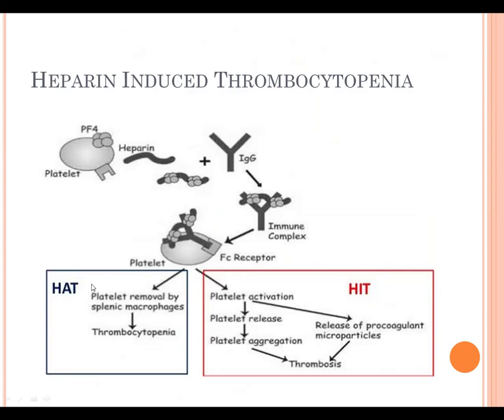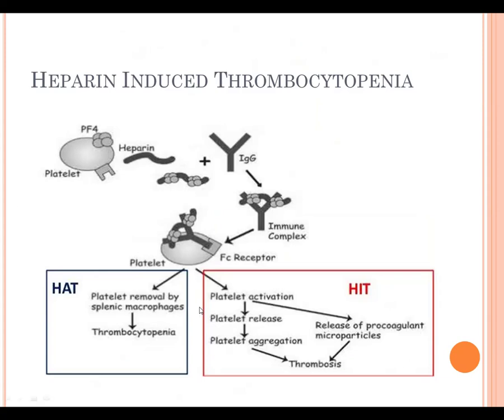Most patients develop so-called type 1 thrombocytopenia, which occurs rapidly after the onset of therapy and is of little clinical importance, sometimes resolving despite continuation of the therapy. This is heparin-associated thrombocytopenia, the type 1 thrombocytopenia. Type 2 is the immune-induced one, heparin-induced thrombocytopenia. It is the more severe one, and it is more clinically important.